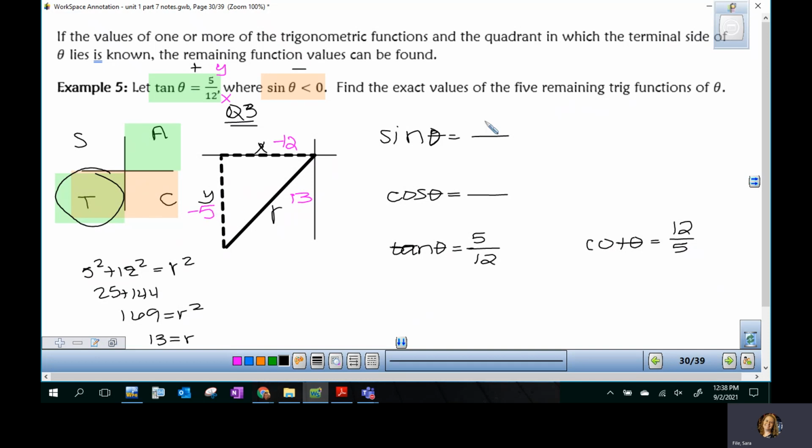Now, sine is y over r, so -5/13. That does not reduce. Cosine is x over r, so -12/13. That also does not reduce. Then I'm ready for the reciprocal functions, cosecant and secant. Cosecant flipped would be -13/5, and secant flipped would be -13/12. So I have all 6 trig functions now.